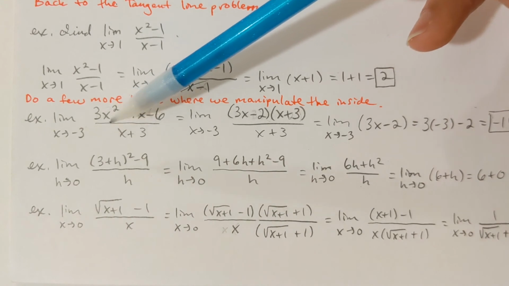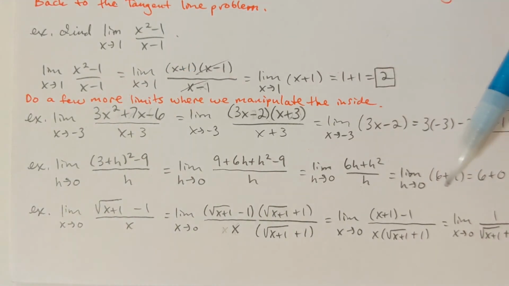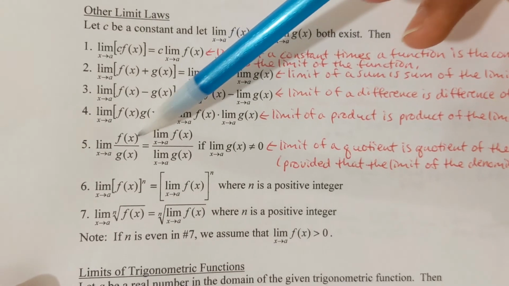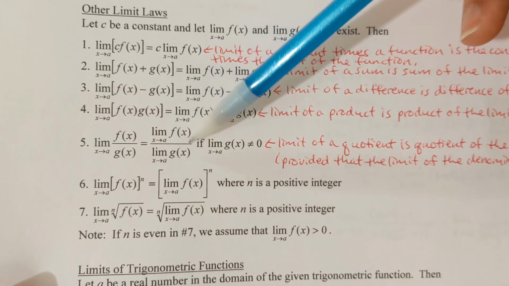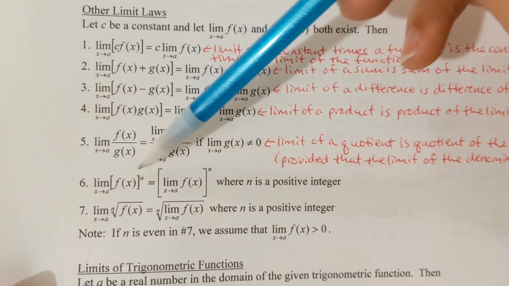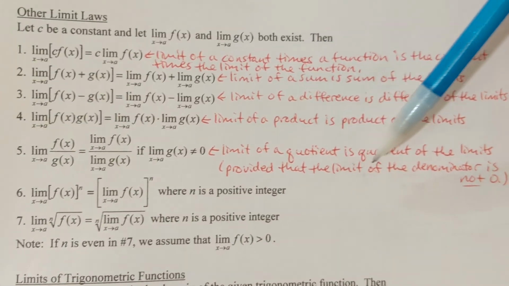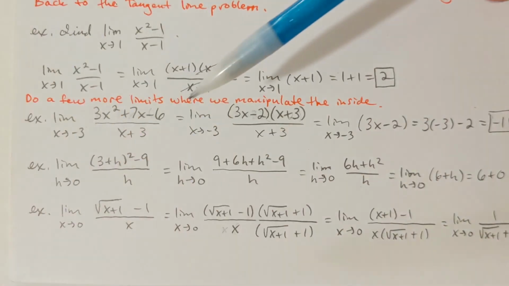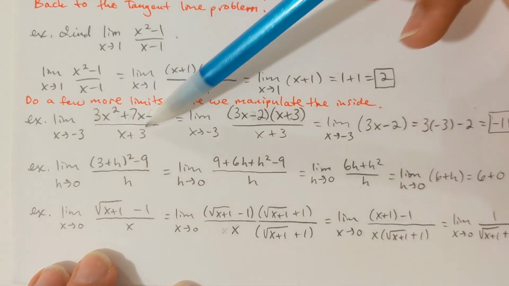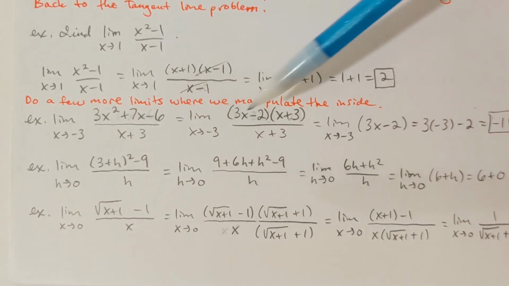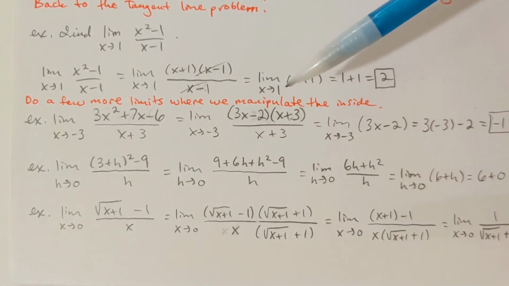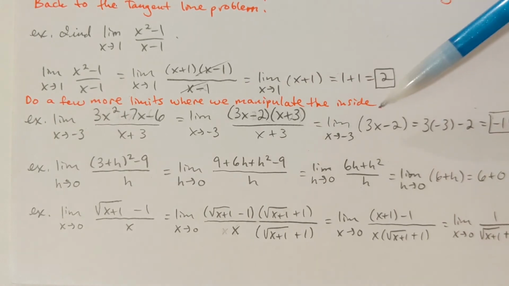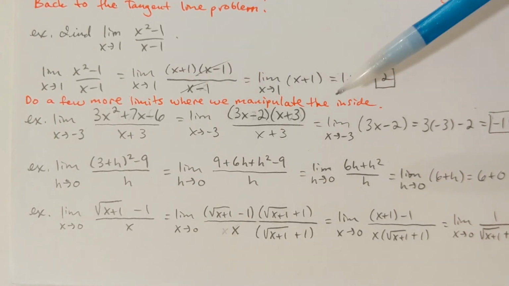Well, I can't directly substitute in negative 3, right? That's a problem because I know I can't divide by 0. So, my limit law, saying that the limit of a quotient is the quotient of the limits, does not apply. You can only use this law provided the limit of the denominator is not 0. Otherwise it's like I'm dividing by 0. I'm going to have to manipulate the inside like I did on this other problem.